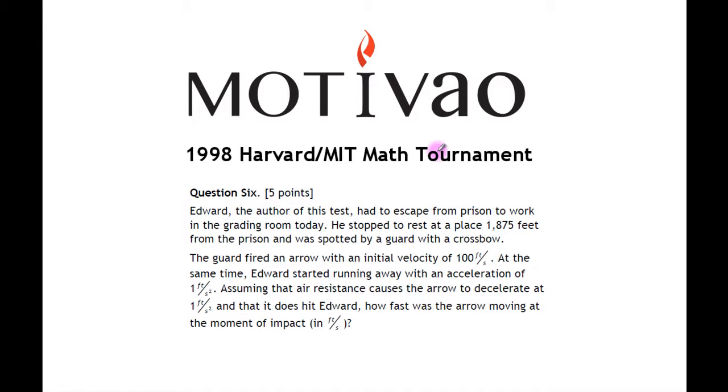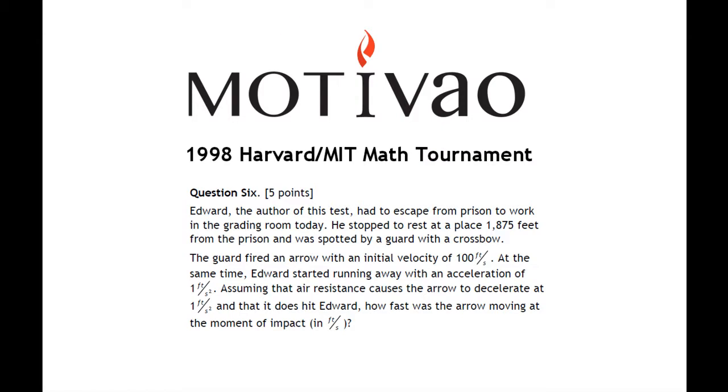At the same time, Edward started running away with an acceleration of 1 feet per second squared. Assuming that air resistance causes the arrow to decelerate at 1 feet per second squared, and it does hit Edward, how fast was the arrow moving at the moment of impact in feet per second?